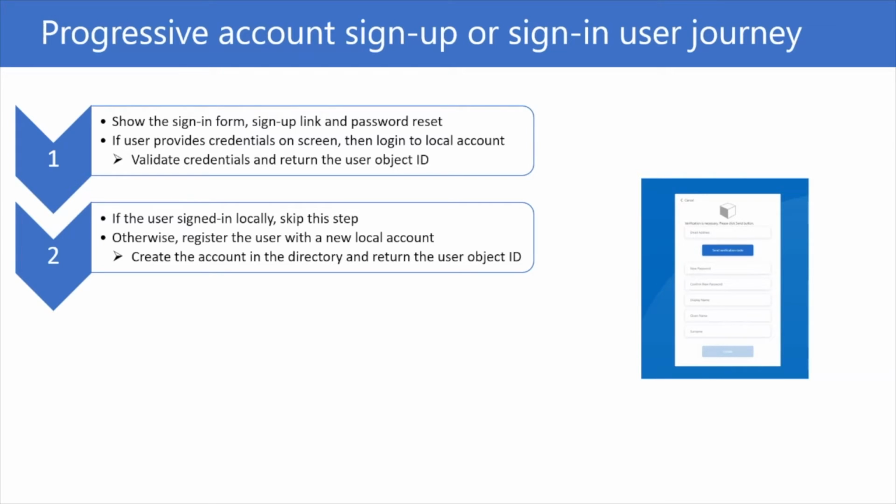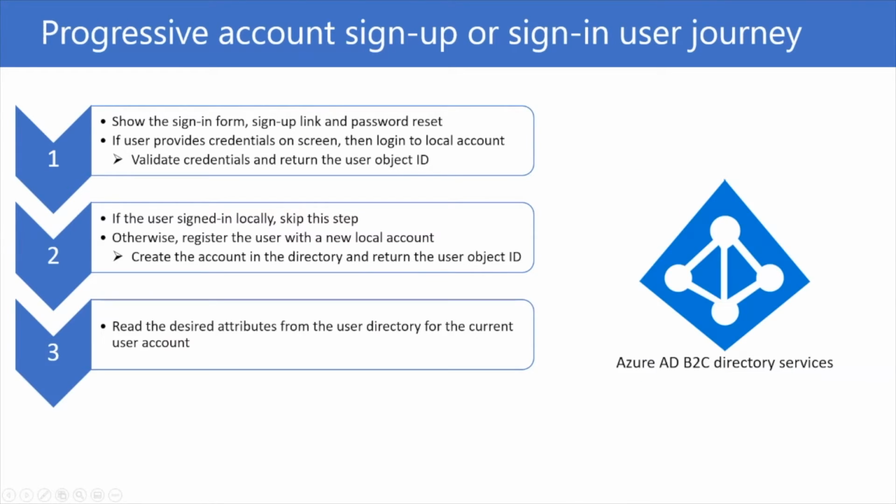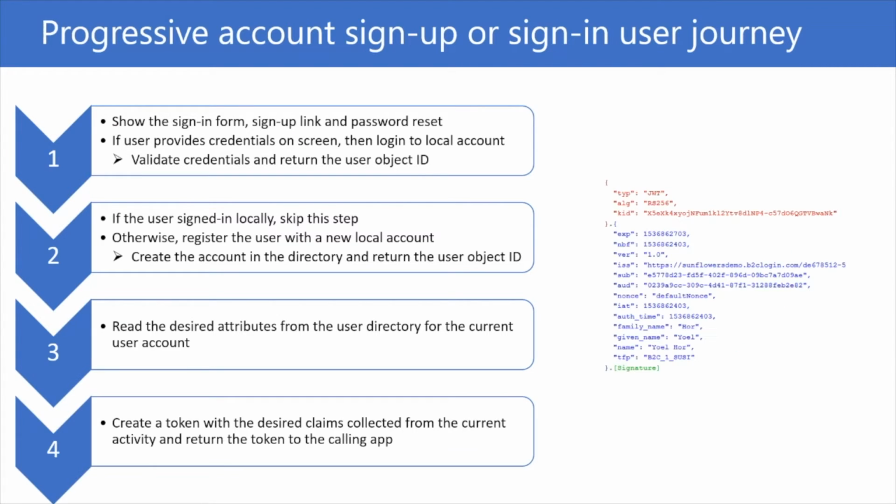Otherwise, we're going to go ahead and register the user with a new account. We'll create that account in the directory through the use of a validation technical profile, and we return the user's object ID. Then we'll go ahead and use that object ID to read the user's attributes from the directory for the current user account. Now we'll have a uniform set of claims available for the current user account. And then we'll go ahead and assemble a JWT token and return that back to the calling application.